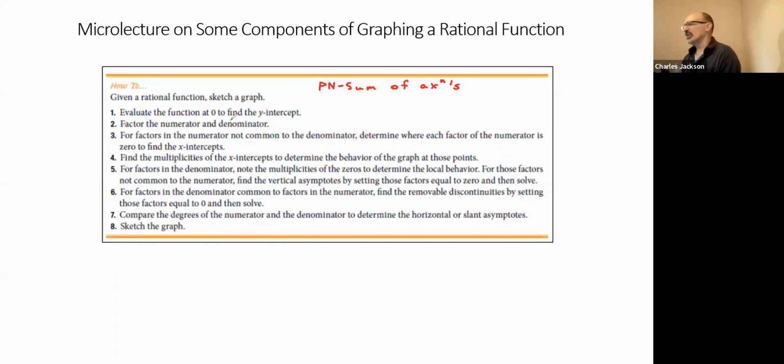For factors in the numerator not common to the denominator, so you've got factors that you can't cancel out, determine where each factor of the numerator is 0 to find the x-intercepts. So for simplified form, find the zeros of the numerator.